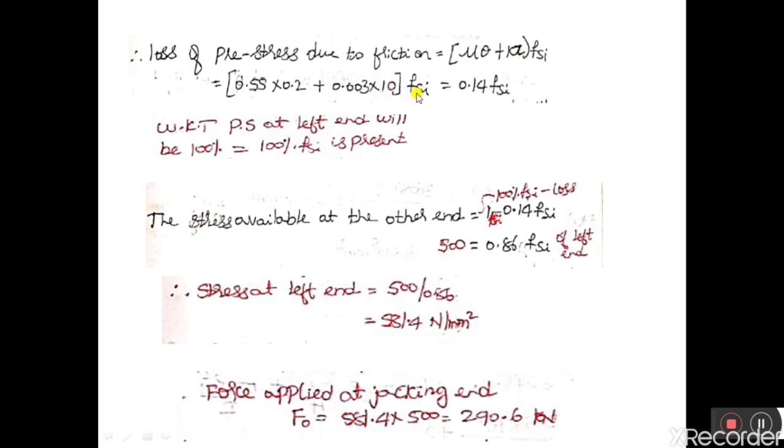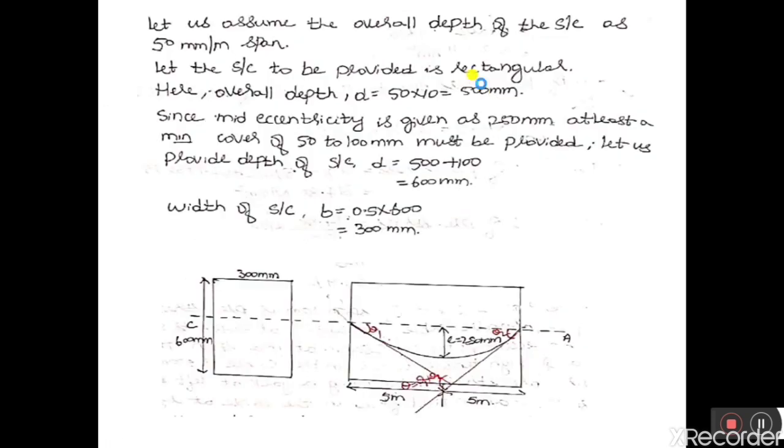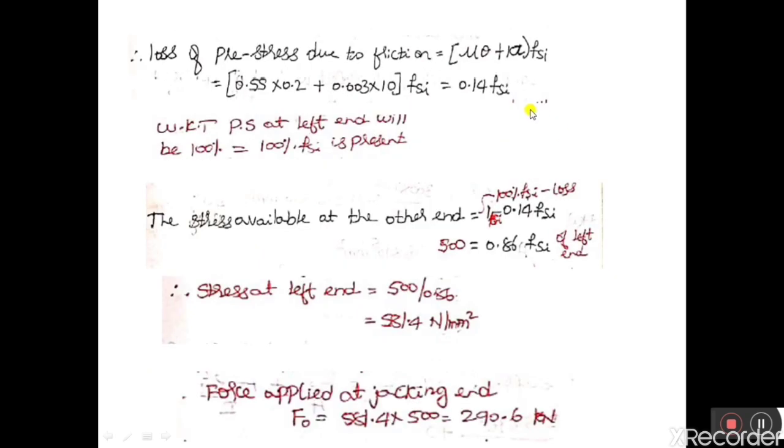Fsi, that is initial pre-stress at left end, which is not given, so let us keep it as Fsi only. Therefore losses due to friction is equal to 0.14 Fsi. So this is the friction loss occurring when the force is traveled from this end to this end. When the force has moved from this end to this end, the loss is 0.14 Fsi.